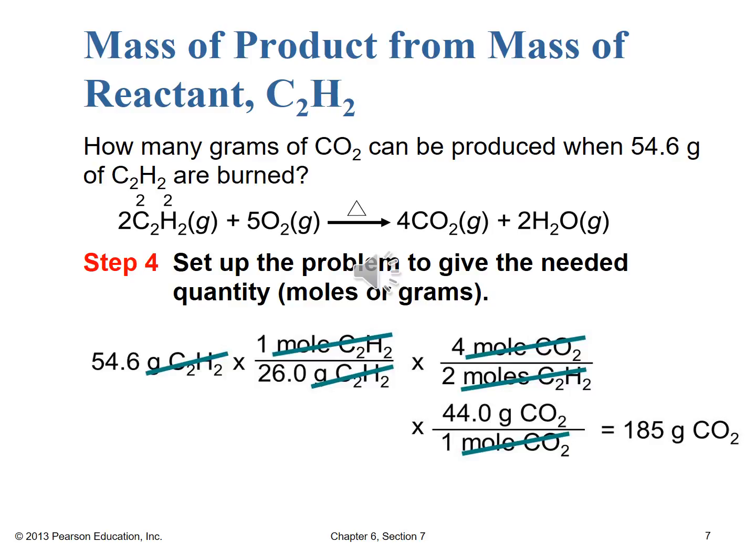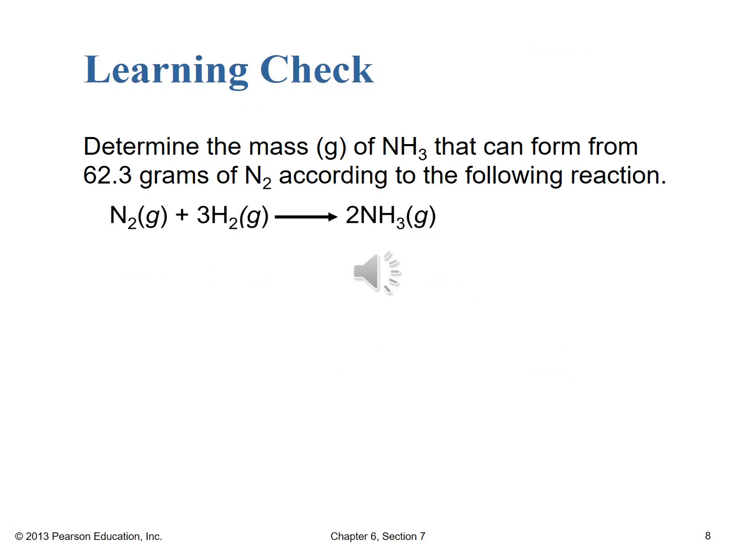Now in this learning check, our challenge is to determine the mass in grams of ammonia that can form from 62.3 grams of nitrogen reacting according to the following reaction. And again, here we're going to have to assume that we have plenty of hydrogen gas, so we don't have to worry about running out of hydrogen. We're just going to stop once we've consumed all of that nitrogen.